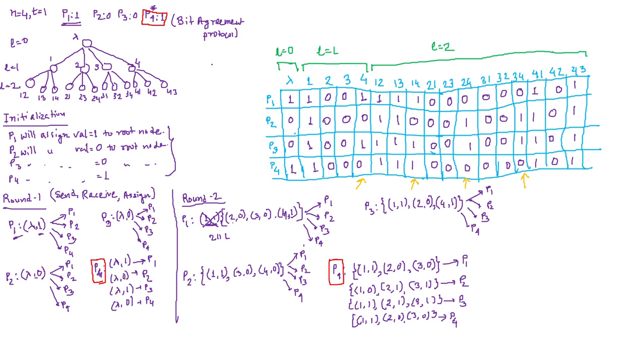Now new values will be assigned to level 1. How? Basically, each node at level 1 will be assigned the value which is the majority value of its children. So the values at node tags 1 2, 1 3, 1 4, whichever has a majority count, that value will be assigned to node tag 1. Similarly, the majority value of the values present in node tags 2 1, 2 3, 2 4 will be assigned to node tag 2.